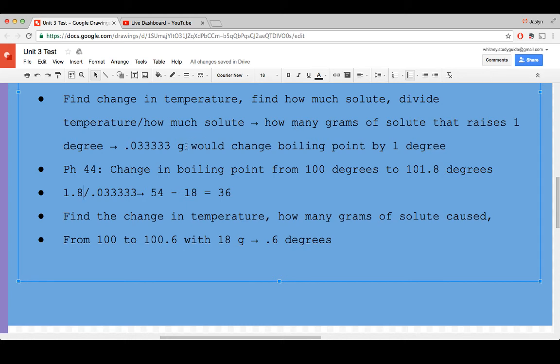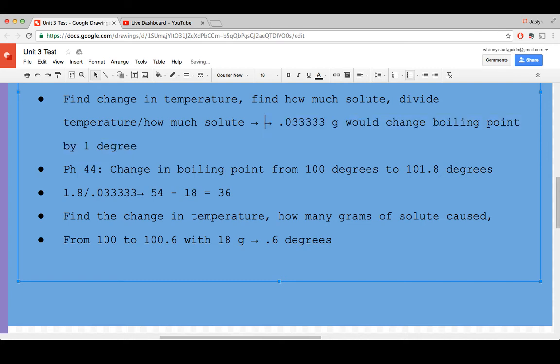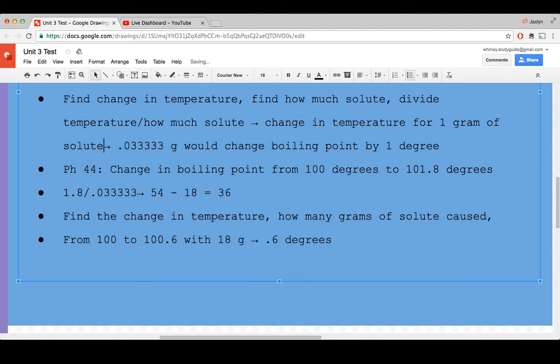Okay, so I just realized the way I've been explaining it is wrong. This is how many degrees it'll change with 1 gram. I'm so sorry. Okay. So I was right the very first time. So by dividing the change in temperature by how much solute you get, you get the change in temperature for 1 gram of solute. I'm so sorry for that mistake.